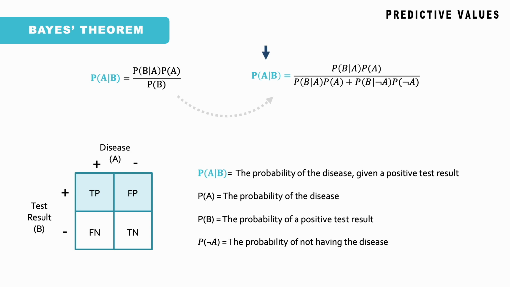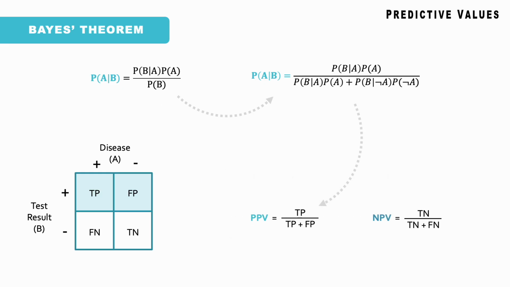The probability of the disease given a positive test is equal to the probability of a positive test if you have the disease times the prevalence, divided by the probability of a positive test if you have the disease times the prevalence plus the probability of not having the disease times 1 minus the prevalence. P of B is the probability of a positive test result. The denominator of the longer version has true positives plus false positives because it's the probability of someone getting a positive result regardless of if they have the disease. This formula is for use when you have percentages rather than numbers.